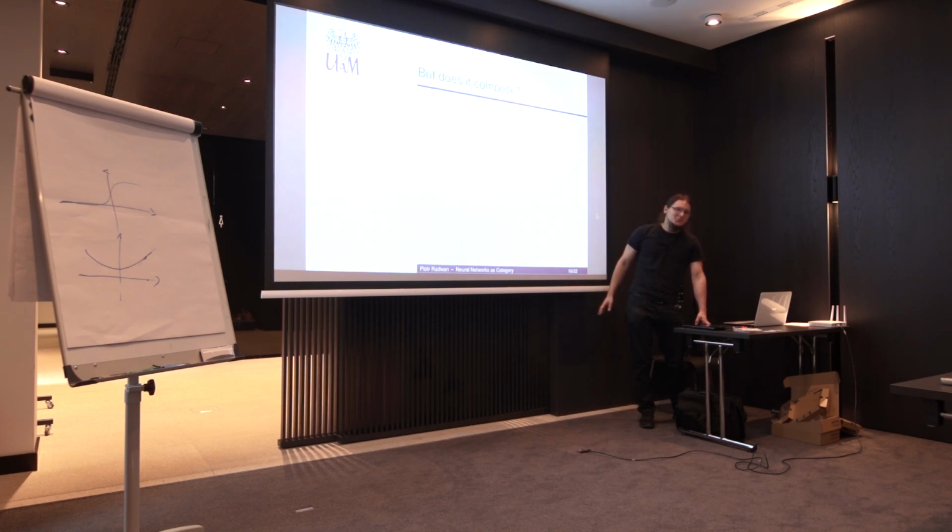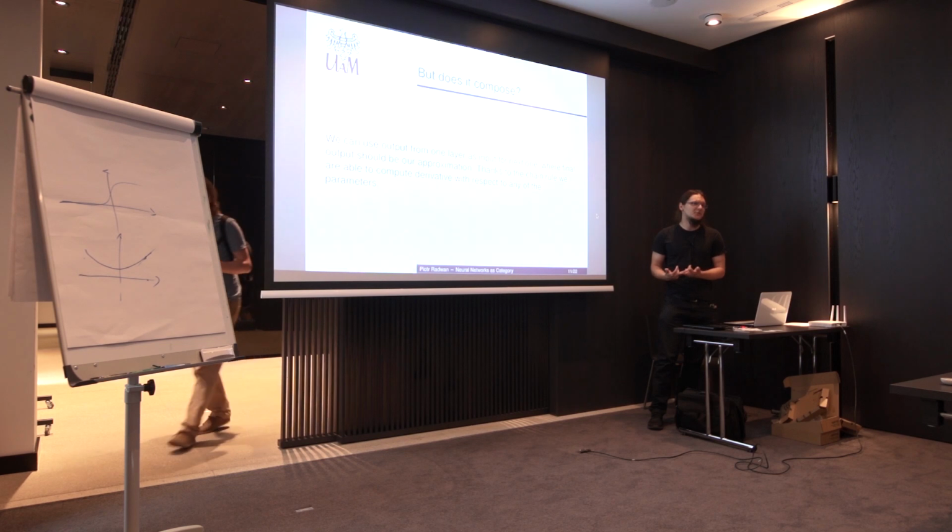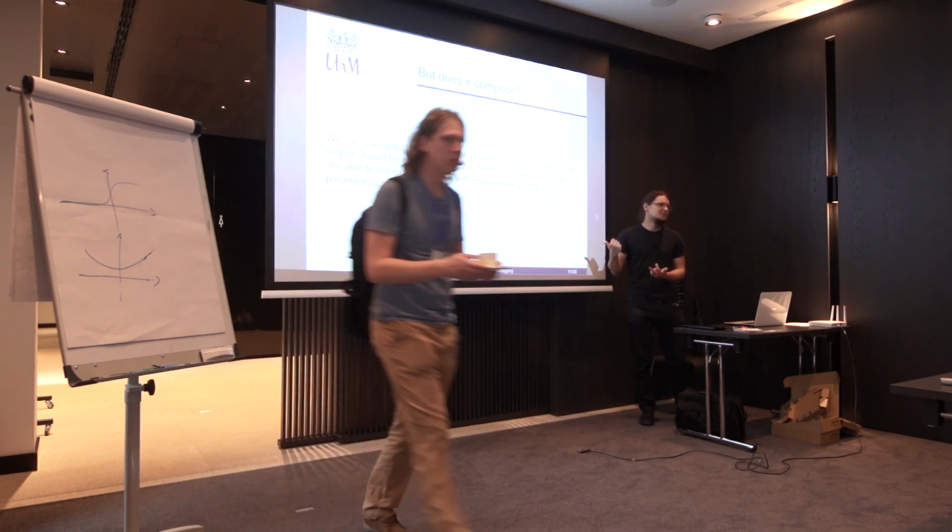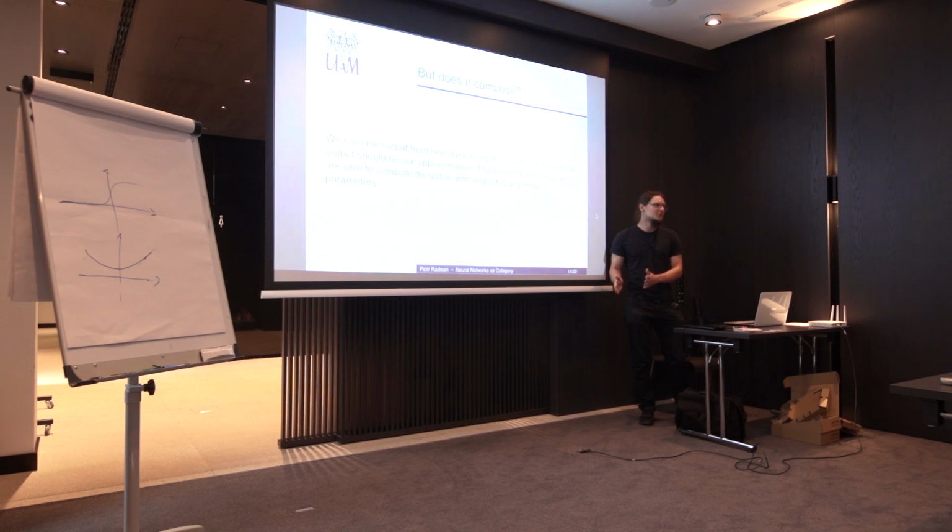So the question we'd like to ask is, does it compose? And the answer is yes. If we have one neural network which returns some vector, and another that can take a vector of this length as input, we can compose these two layers, and there's no problem with this. Because there is the chain rule for differentiation, we can compute derivatives for parameters of the first neural network and the second one. So we are always able to do this.